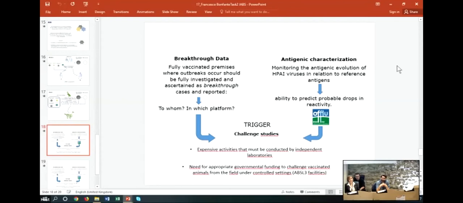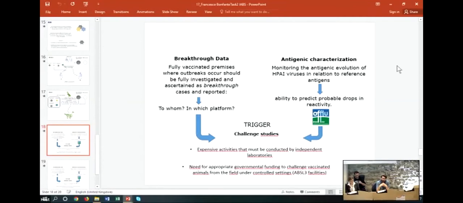And the other side of the story for monitoring whether our vaccination is fit for purpose is antigenic characterization. So monitoring the evolution of the antigens of our viruses, both in the wild bird reservoir and in our animals, will put us in the position to predict with some advance the probable drops in efficacy of our vaccines. And there is a project now within the OFFLU network. And if you want to know more, you should go to Professor Ian Brown to know about it, in order to study this in poultry populations.